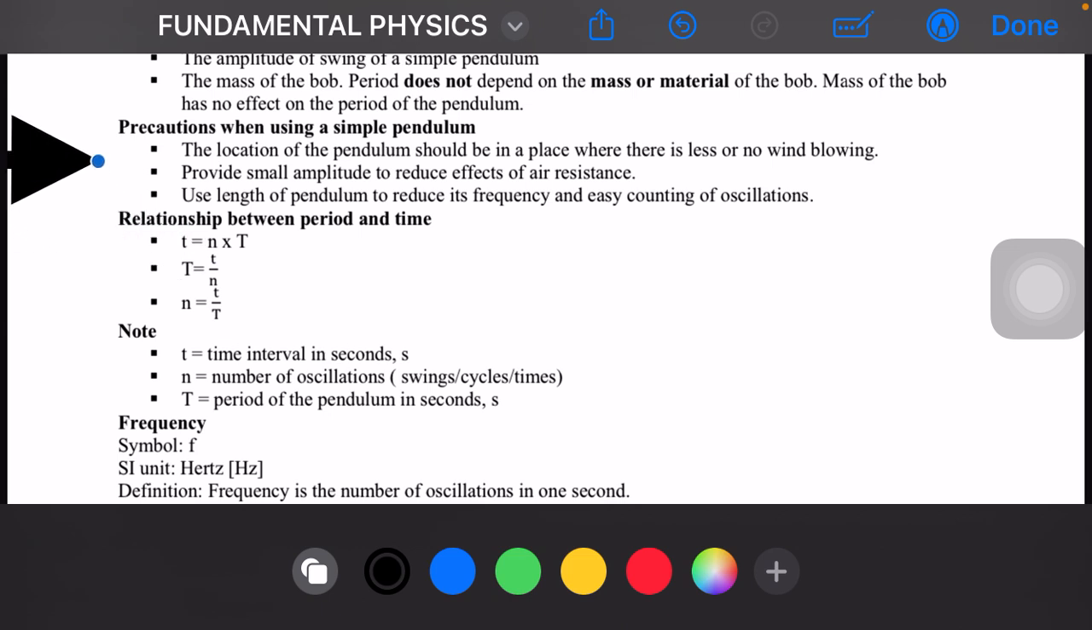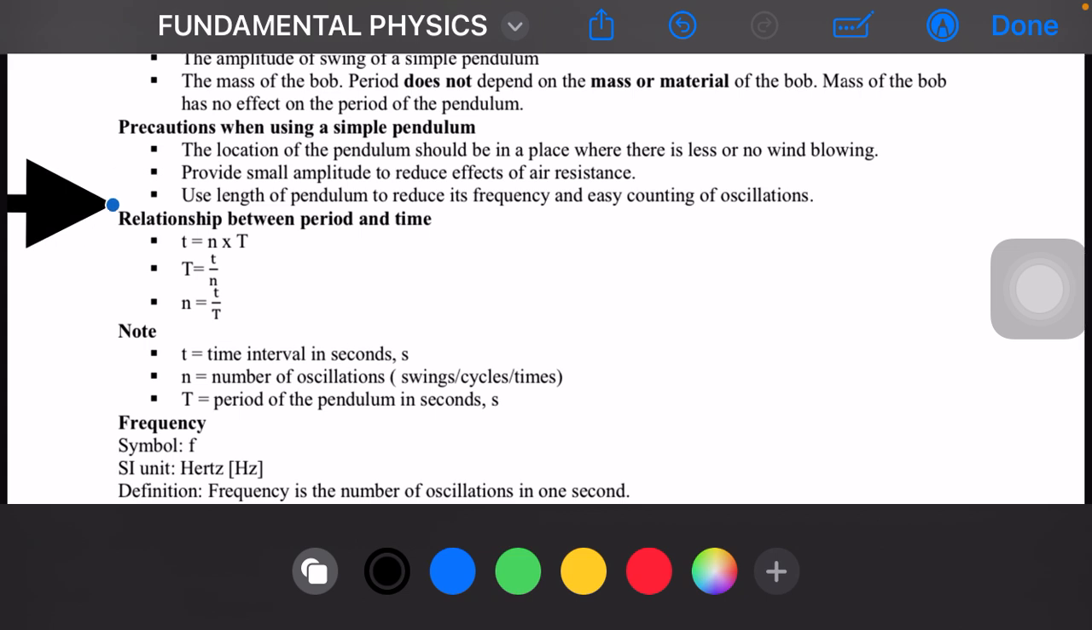Okay, now I have precautions. When using a simple pendulum, the precautions are the things you need to consider before using a simple pendulum. You need to consider the location of the pendulum: it should be in a place where there is little or no wind blowing. That's what you need to consider.